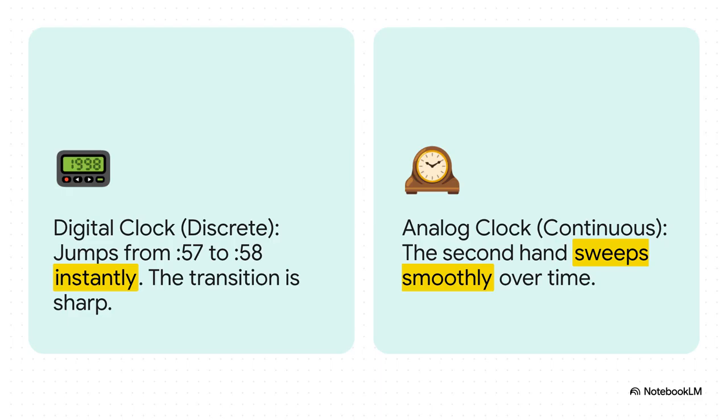And if you want a perfect everyday example, just think about a clock. A digital clock is discrete. It clicks from 10:57 directly to 10:58. It's an instant jump. But an old school analog clock, its second hand sweeps smoothly, continuously, covering every single fractional moment in between. It's a tale of two completely different worlds.